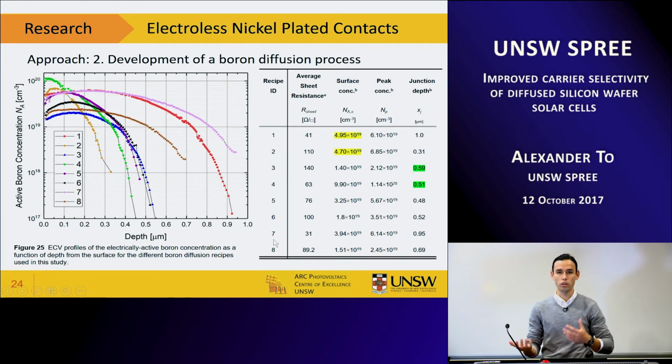So this was how you could modulate, for instance, the effect of surface recombination from just having a high surface concentration versus shielding by having a very large distance between the end of the diffused region and the metal interface.